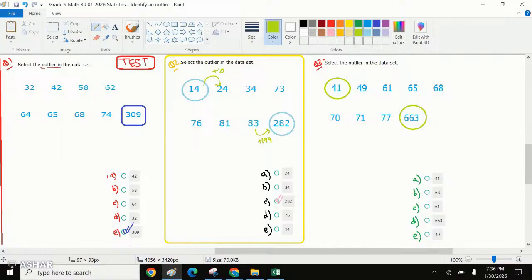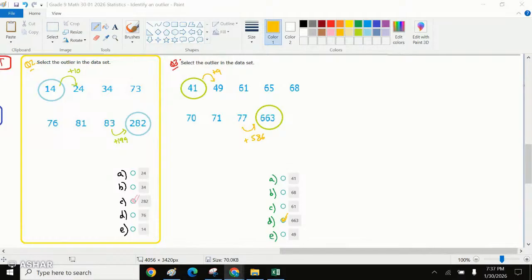Yes, thank you. Option D is correct. Because over here it's just a difference of 9, but over here it's a huge difference. The difference would be 663 minus 77, which was 586. That's a huge difference. So option D was the correct answer.